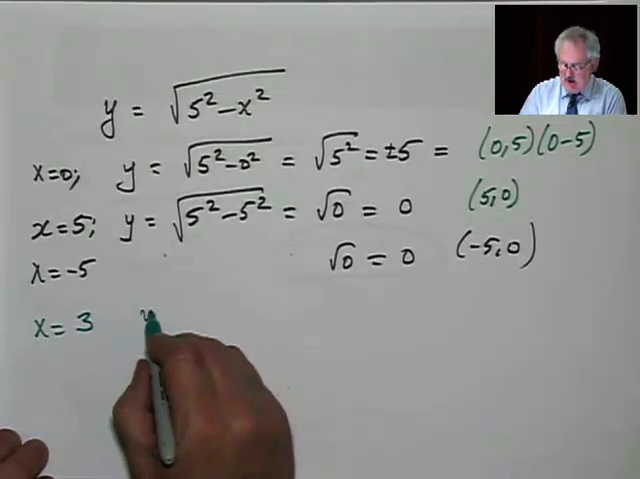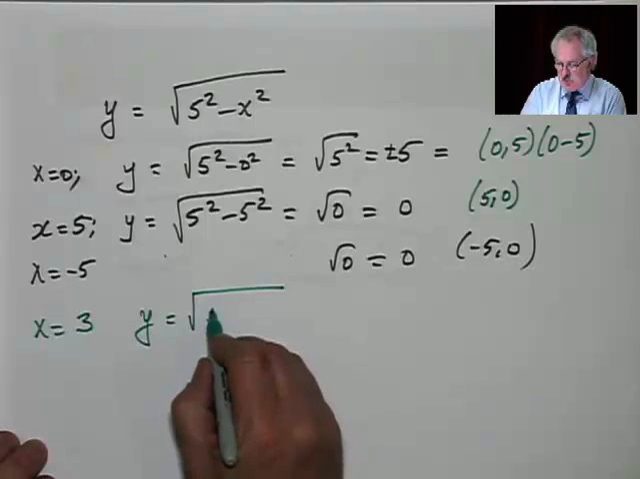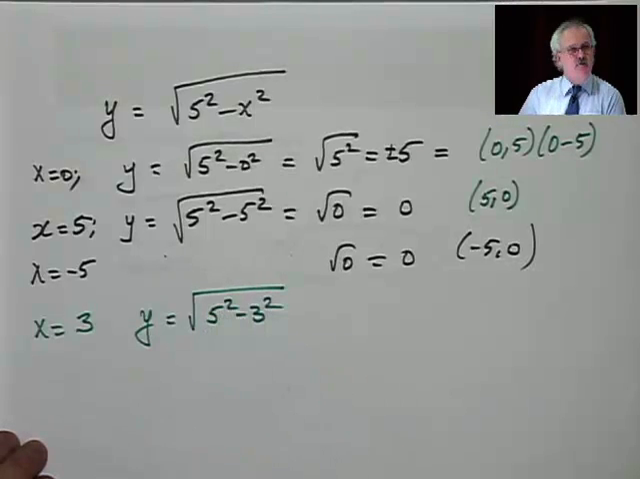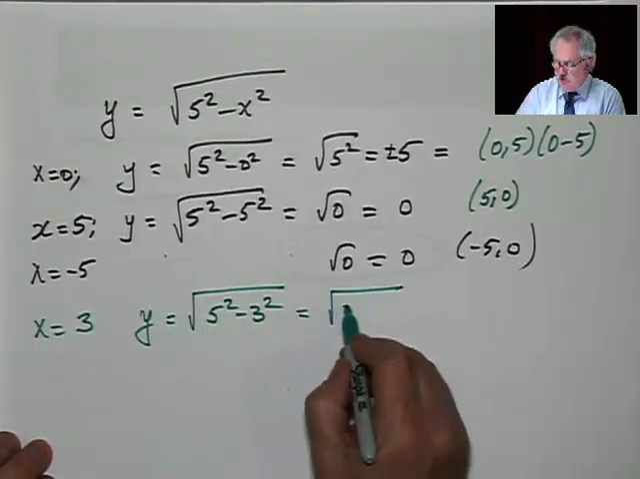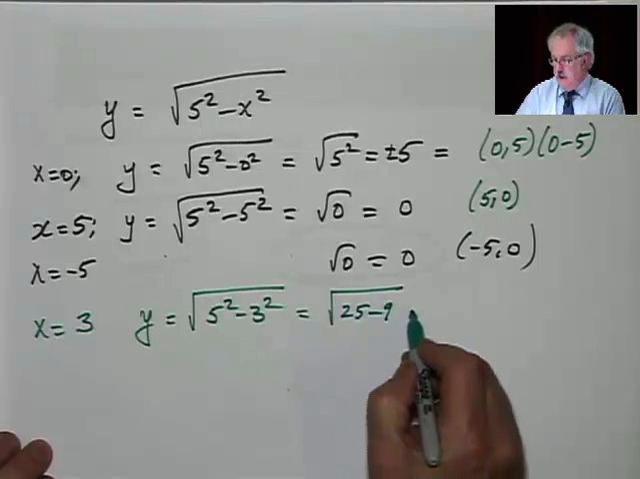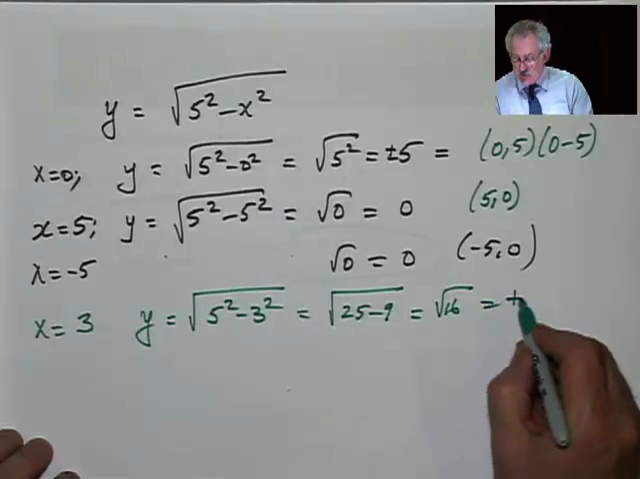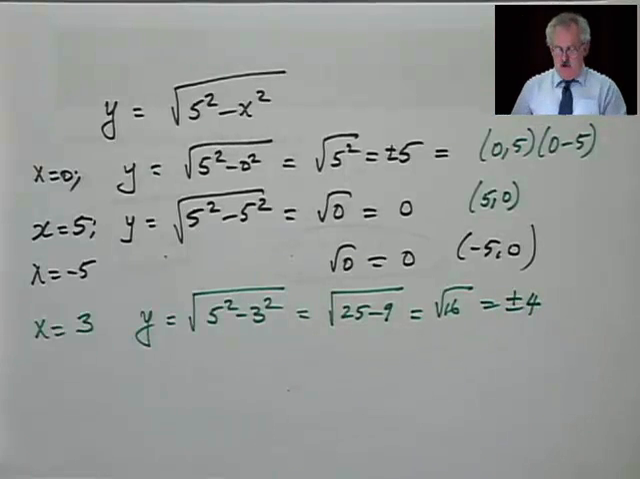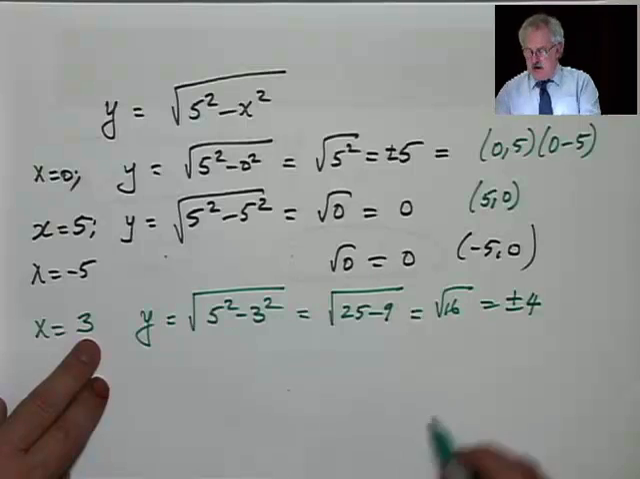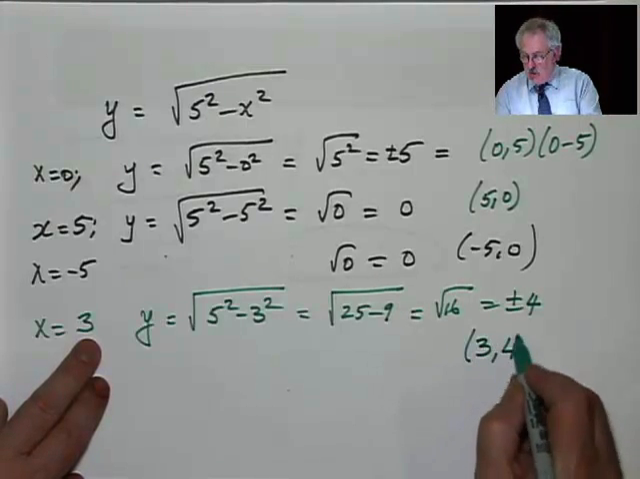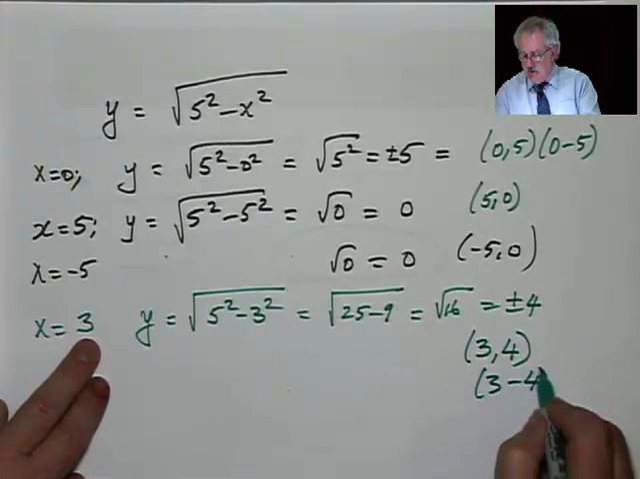Well, if x is 3, we'd say y is equal to the square root of 5 squared minus 3 squared. That's the square root of 25 minus 9. That's the square root of 16. And the square root of 16 is plus or minus 4. So now we're saying when x is 3, the values are 3, 4, or 3, minus 4.